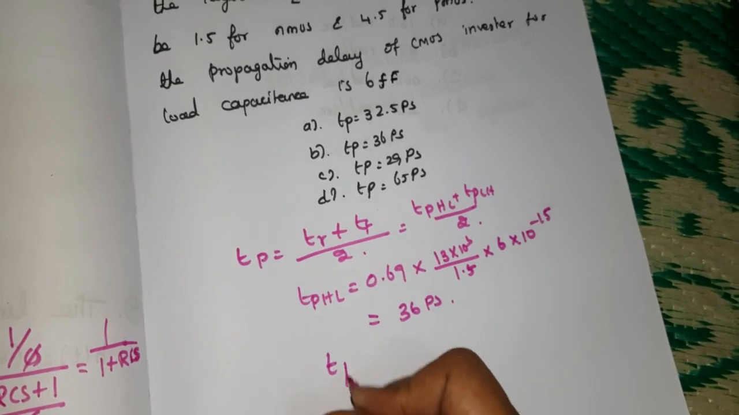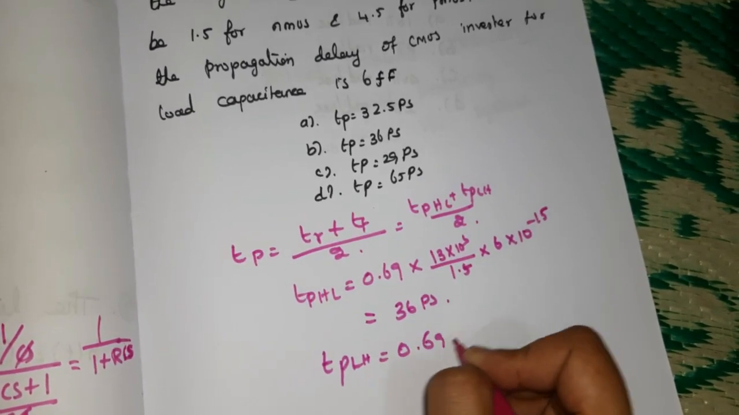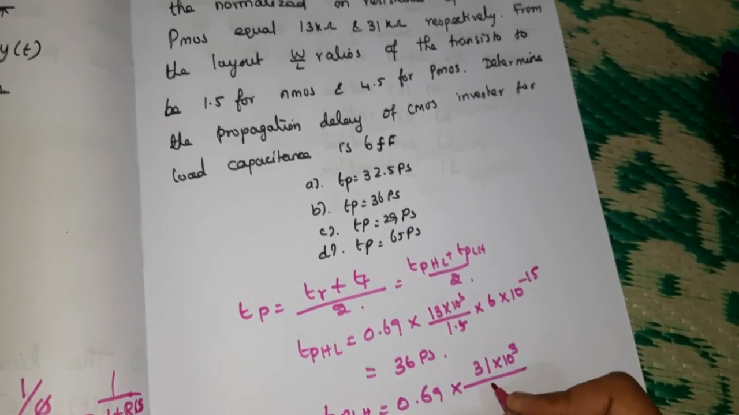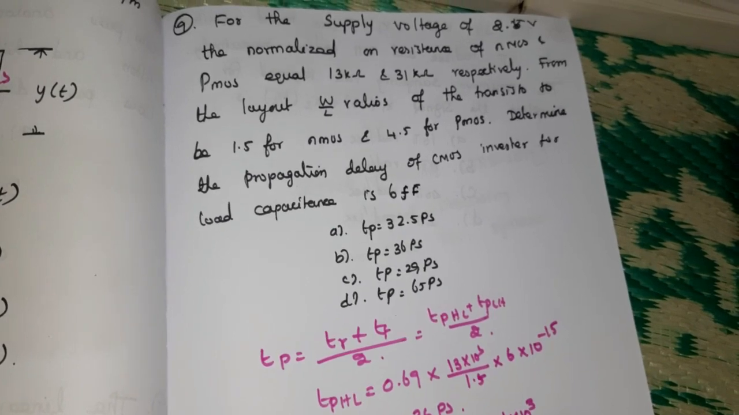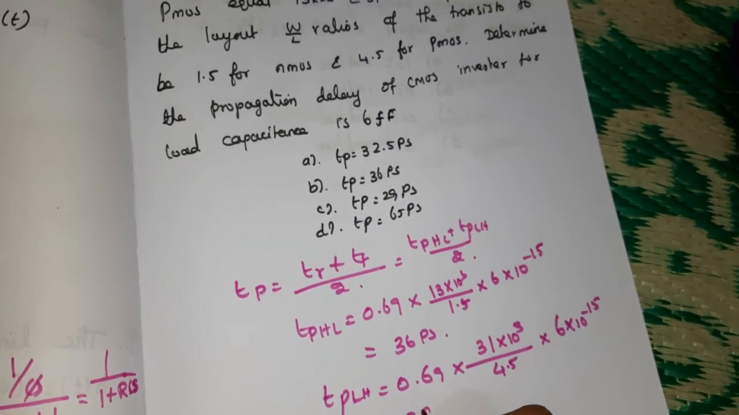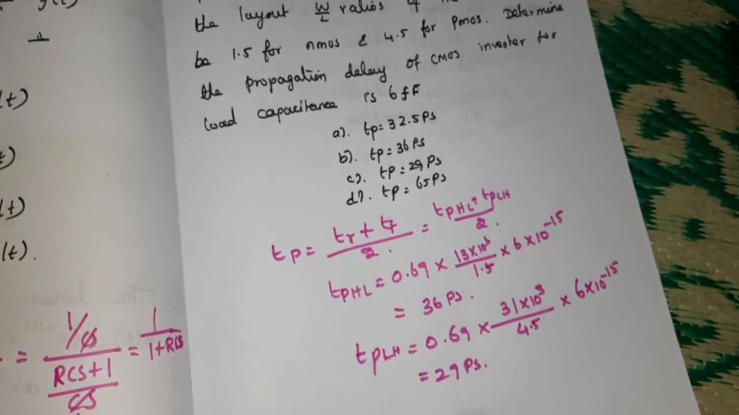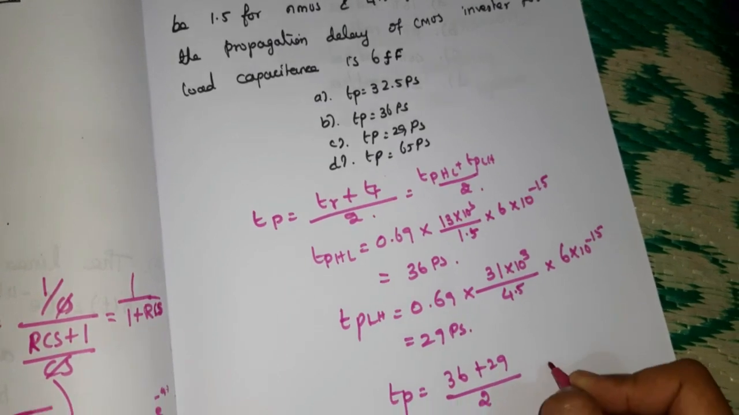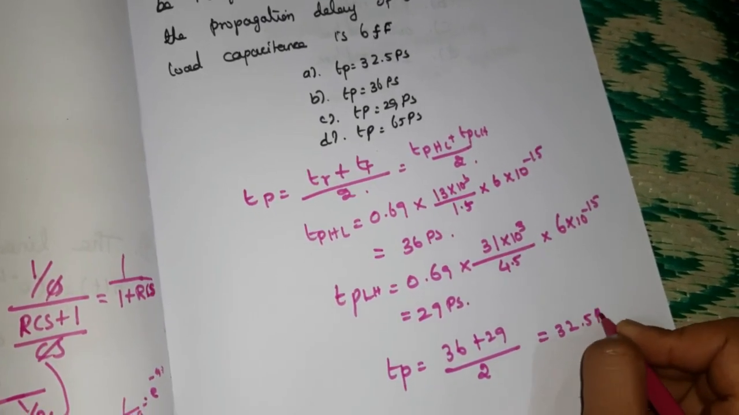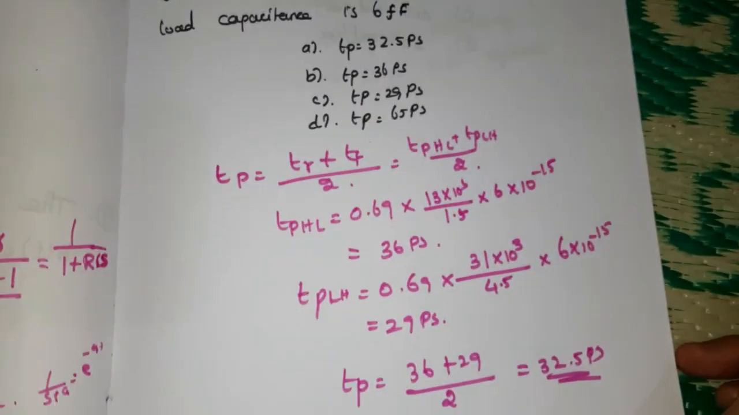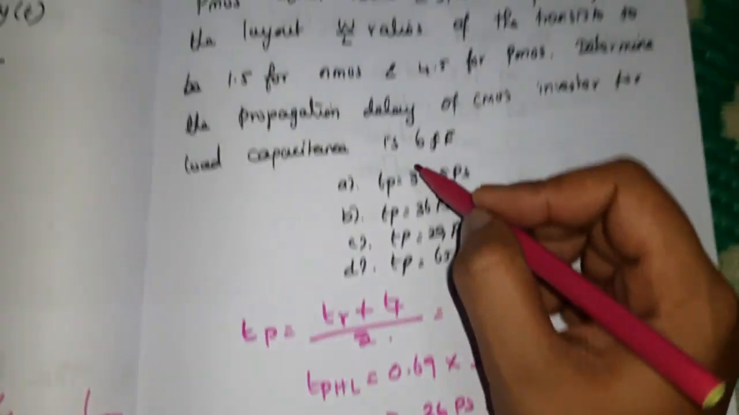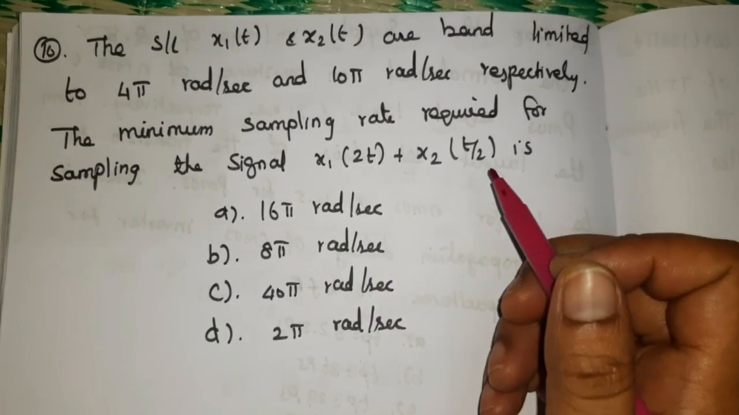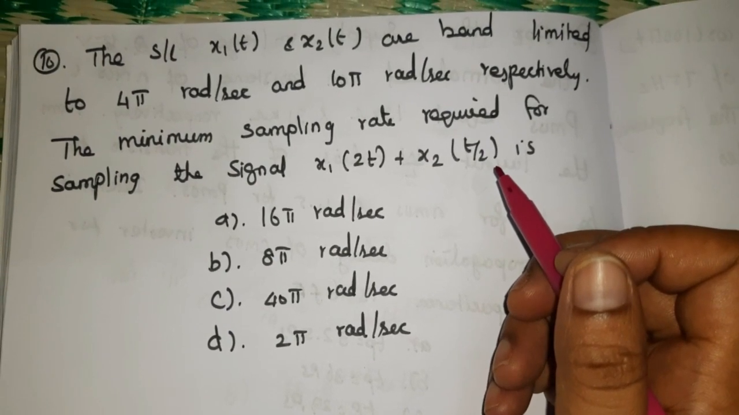Similarly for TPLH, the same formula 0.69, and the resistance is 31 kilo ohm divided by the W by L ratio 4.5. So we get 29 picosecond. So the propagation delay is equal to 36 plus 29 picosecond divided by 2. So we get 32.5 picosecond. So the value of propagation delay is equal to 32.5 picosecond. So the answer is A.